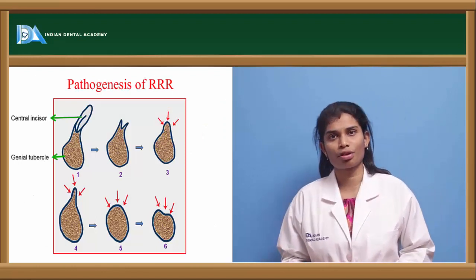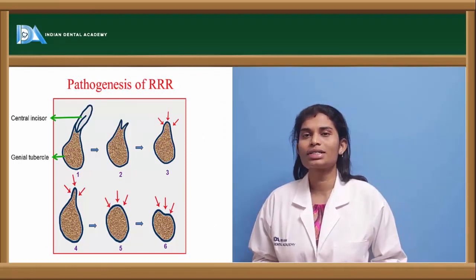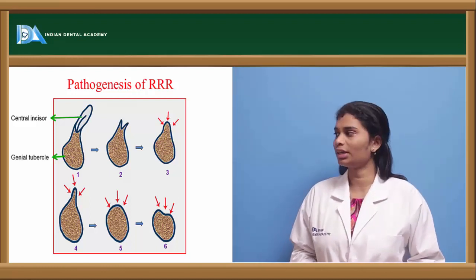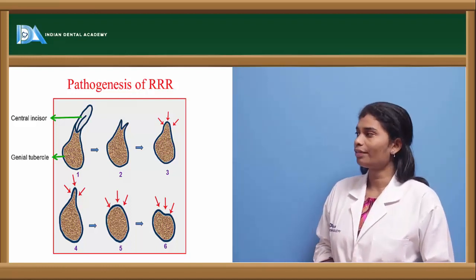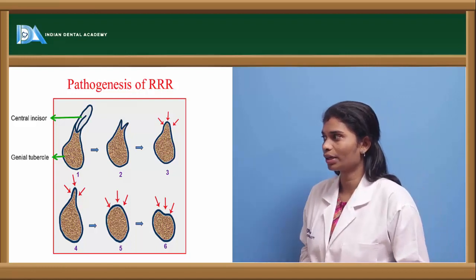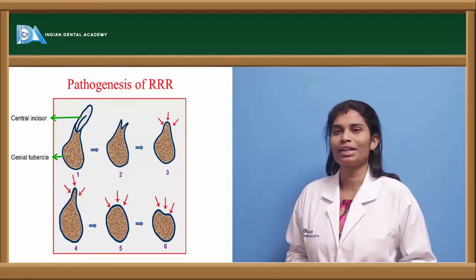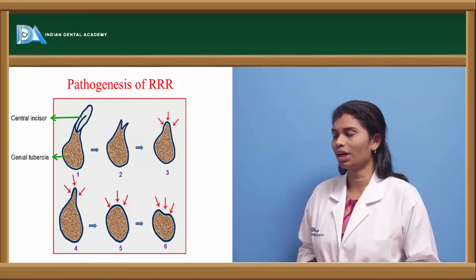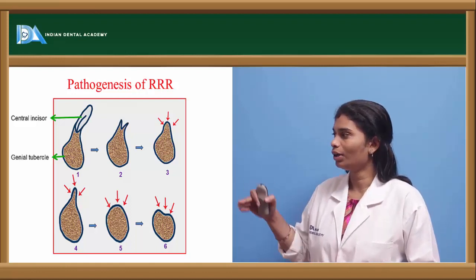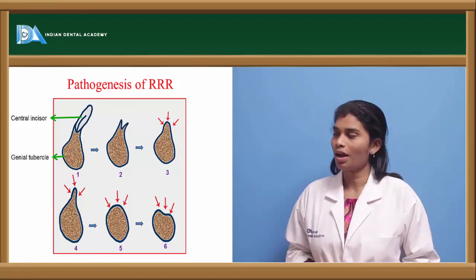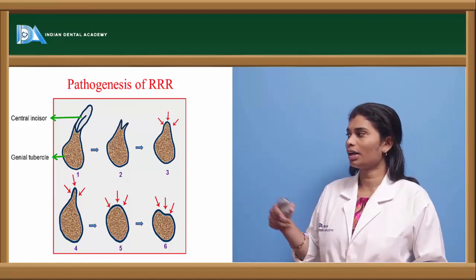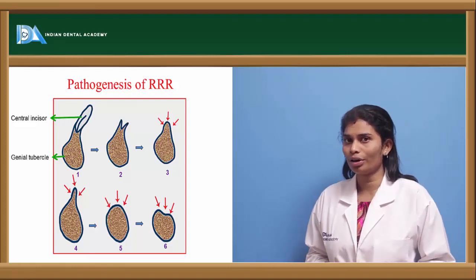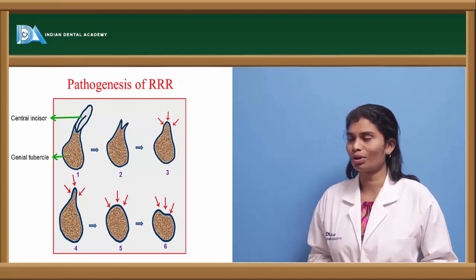Coming to pathogenesis of residual ridge resorption. How does this ridge resorption progress? Following tooth removal, if you check the residual ridge, there will be rounded genial tubercle and also a socket of central incisor. And if you can see at third picture, it is the rounded crest of the ridge following removal. The alveolar structures which are like sharp projections will be rounded off due to continued stimulation of the surrounding tissues.